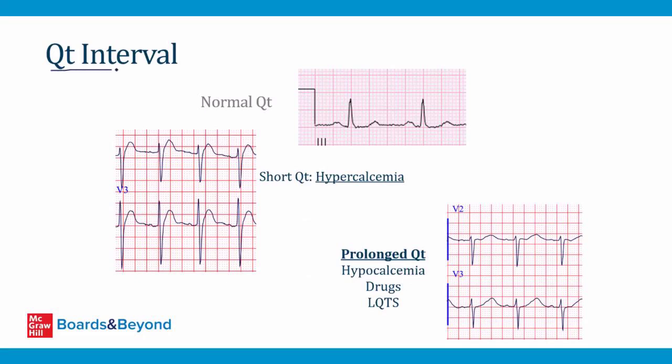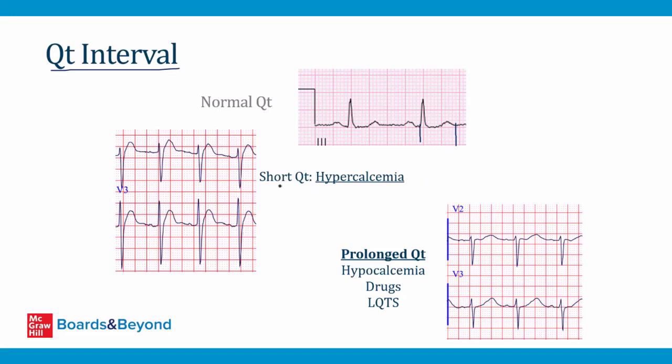Okay, next let's talk about the QT interval. That's the amount of time from the beginning of the QRS complex to the end of the T wave. And it's hard to give you a normal range for that because the QT interval changes with heart rate. It's different for a heart rate of 60 compared to a heart rate of 100. So on your board exams, they're probably not going to ask you to measure the QT interval and know whether it's prolonged or shortened. But they will want you to know some of the causes of short and long QT intervals.